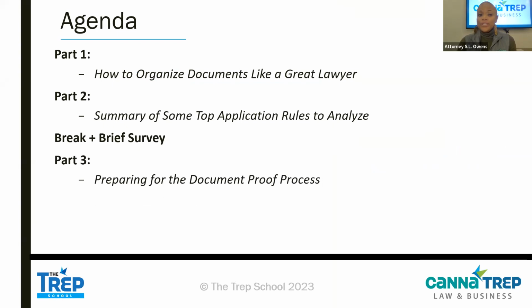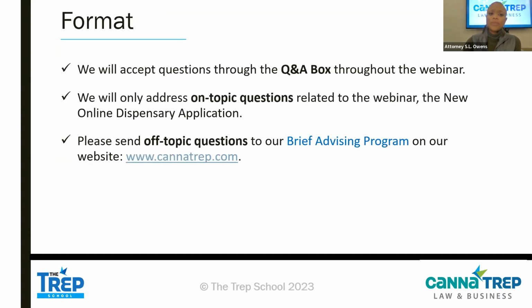So our agenda tonight, we're going to start with how to organize documents like a great lawyer. I used to say like a lawyer, but now I say like a great lawyer, because not all lawyers are the same, just like any other professional. I want to show you how to do this like an excellent attorney would do. Then I'll move on to summarizing some of the top application rules for you to analyze. And then we'll take a brief break and take a short survey. Hopefully you will all participate in that survey so that we can continue to offer these programs, as well as continue to improve them and address any of your needs on an ongoing basis. Then third, we will conclude with preparing for the document proof process in the application cycle that's going on with IDFPR right now.